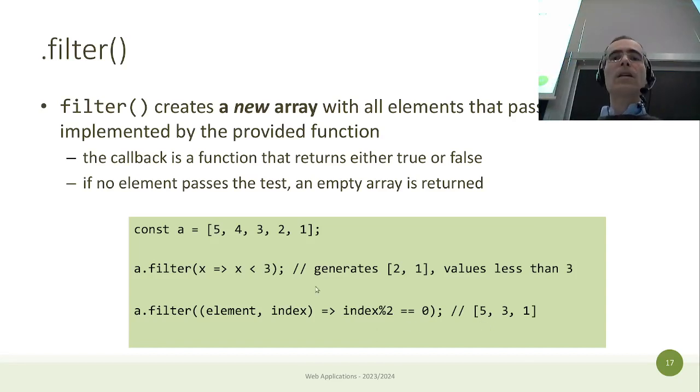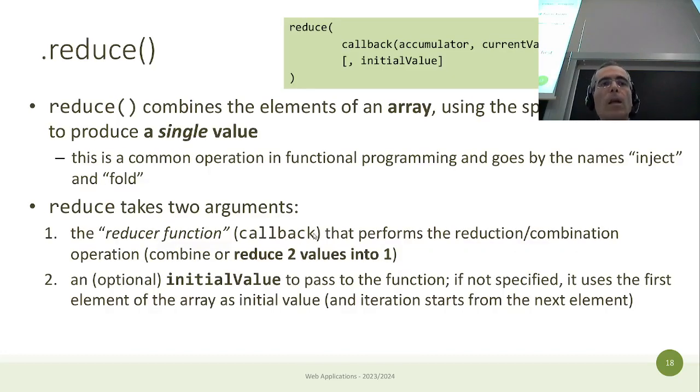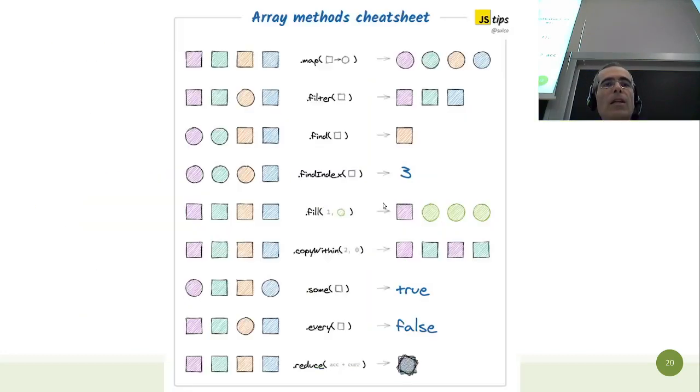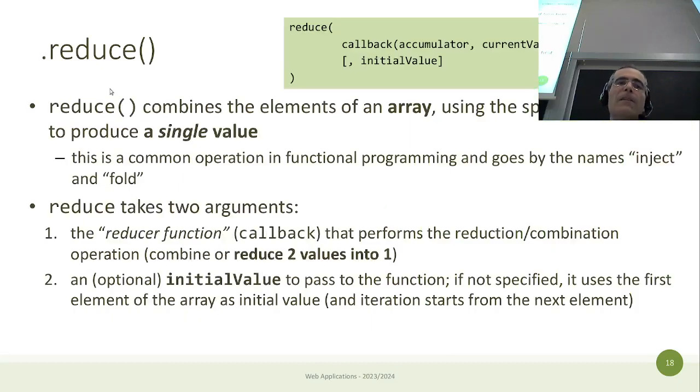So we take it. The second position is 1. 1 divided by 2 creates a remainder of 1. So it's not 0, so it's not included. Position 2 is included, and position 4 is included. So it's 5, 3, 1. So you can also use indexes if needed. That's the power of this method. And let's come to the last example. Last function and then an example.